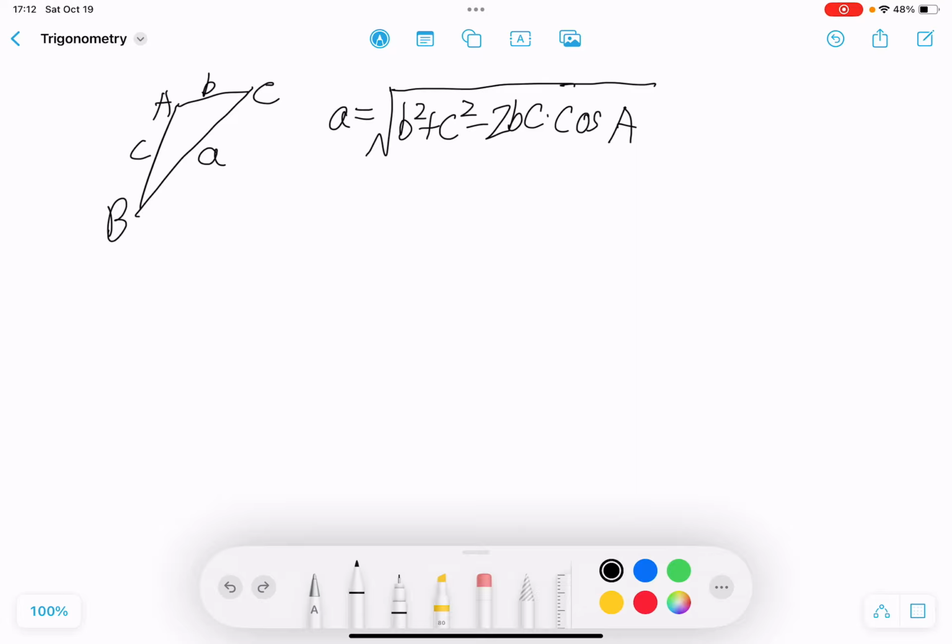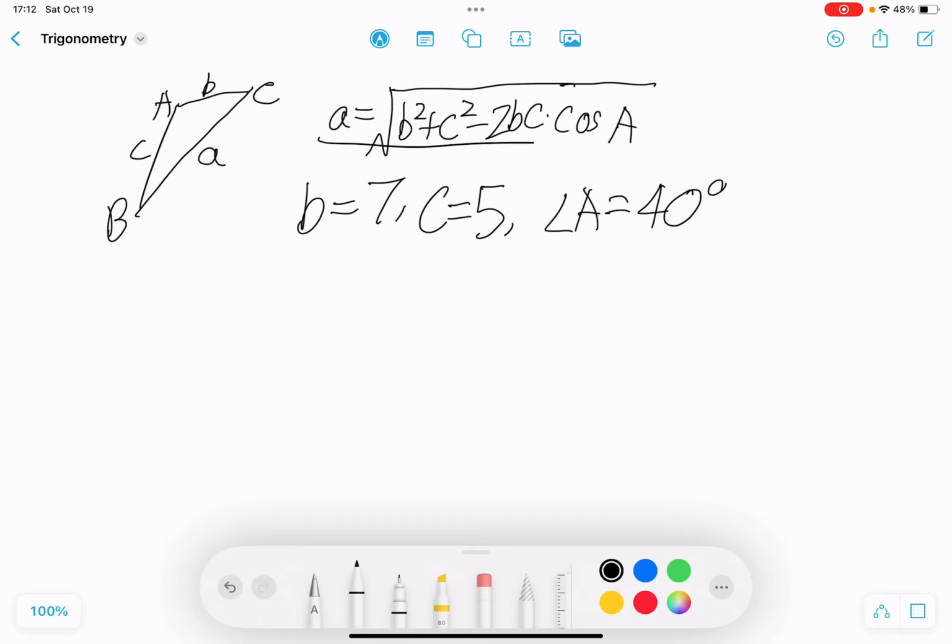Well, again, let's go back to the problem we had just now. Actually, let's make a new problem. Say we know that B is 7, C is 5, and angle A is 40 degrees. Okay, so again, the law of cosines is great for when you know two sides and the angle in between these two sides, like this angle over here. So we plug this in and we want A.